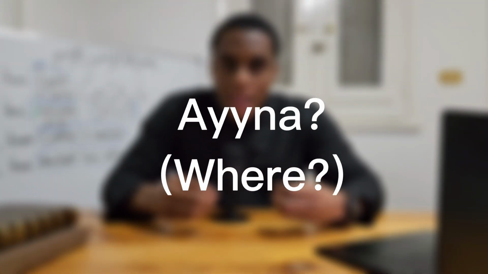But what about if you are in need of something? What about if you want to know where something is or how to get something? What would you say? So that's where we go into number 4, which is Aina. Aina means where. So if you want to know where something is, all you have to say is Aina, and then the word of whatever it is that you're looking for.